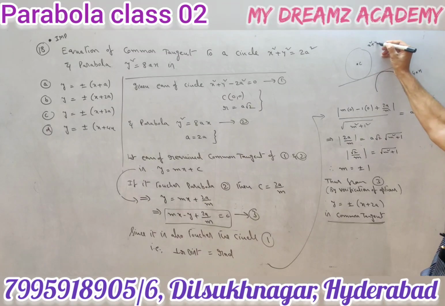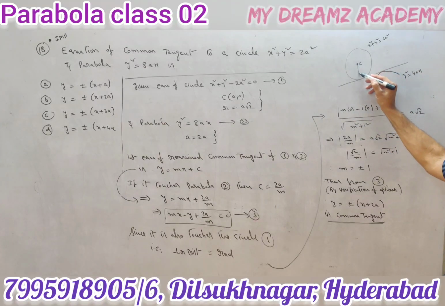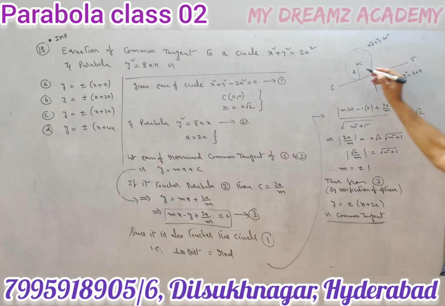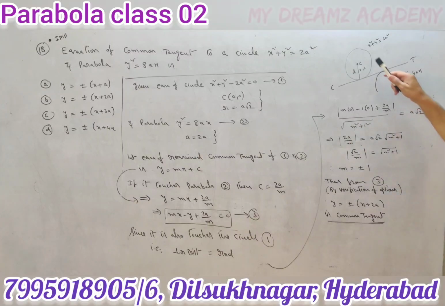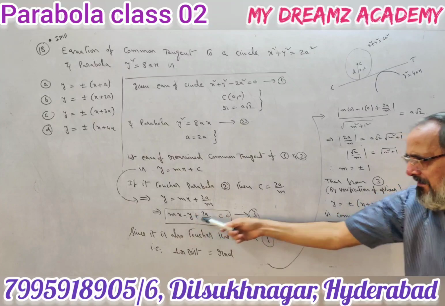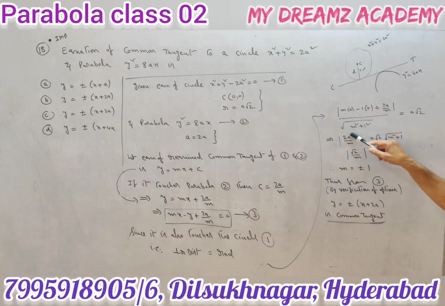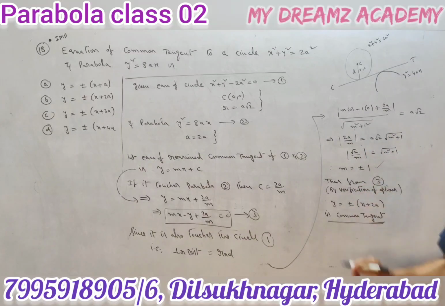This is x square plus y square equal to 2a square or something. So the perpendicular distance from the center to the common tangent should be equal to the radius. I am given the perpendicular distance from the center of the circle (0, 0) to the line y = mx + 2a/m, divided by the square root of (m square plus 1). By simplification I got m is plus or minus 1.